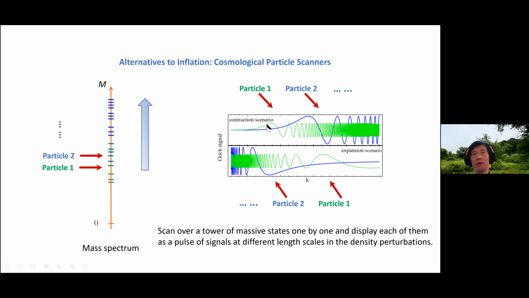For example, for particle 1, which is the green line here, you have no signals for smaller K at large scales, but the signal only appears at a certain K value and starts to oscillate. If you have a different mass particle, particle 2, it happens at a different scale. The situation is reversed for expansion scenarios. So you can view the alternative to inflation as a cosmological scanner that scans over the tower of particles and displays the signals of each of them as a pulse of signals at different length scales in density perturbation.